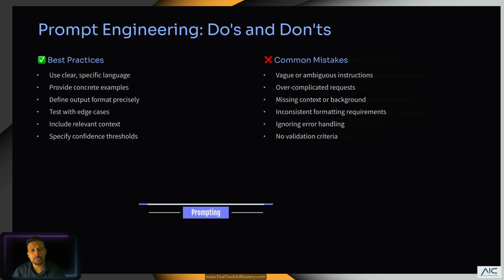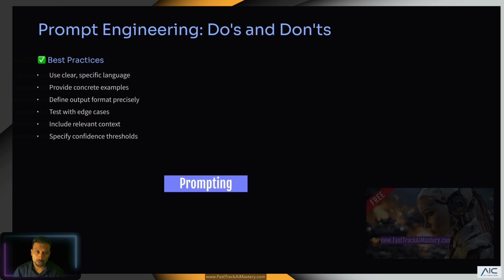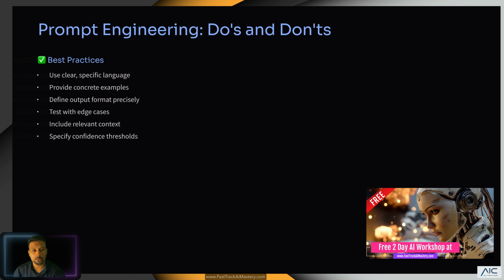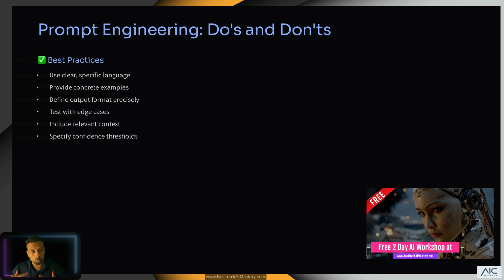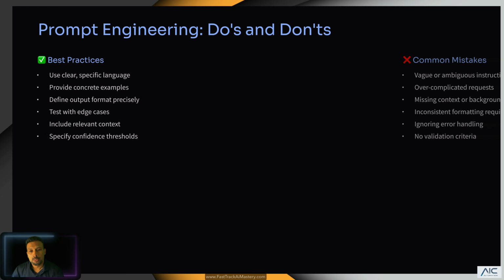There will be some prompt engineering best practices. So some do's: we're going to use very specific and very clear language. We're going to provide concrete examples of what we want the agent to do. Define output precisely using structured output format so that it does not hallucinate or give different types of outputs every time. We're going to test the edge cases, and we're going to put a proper context to it.